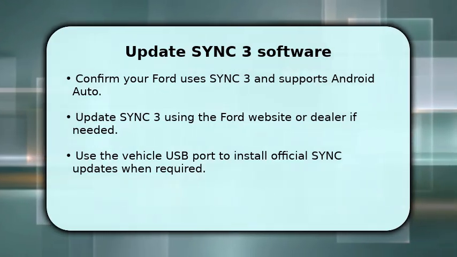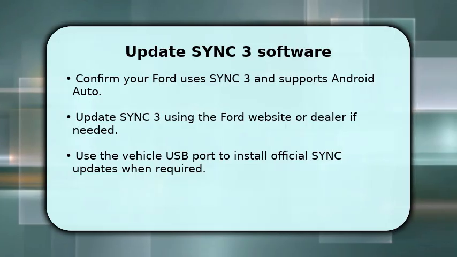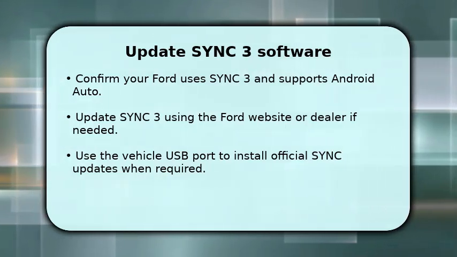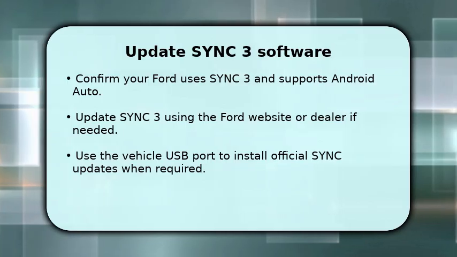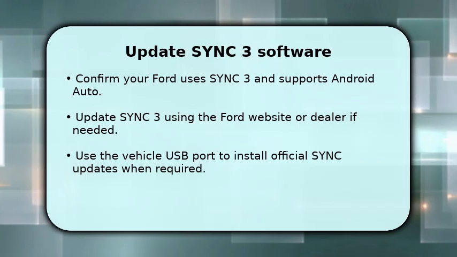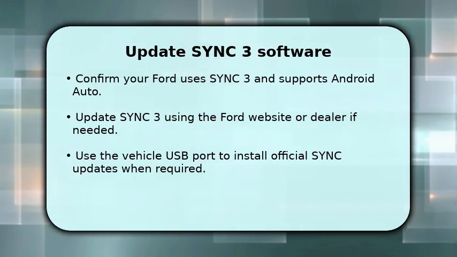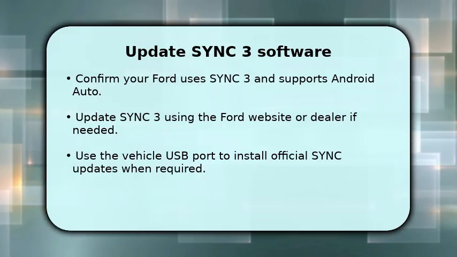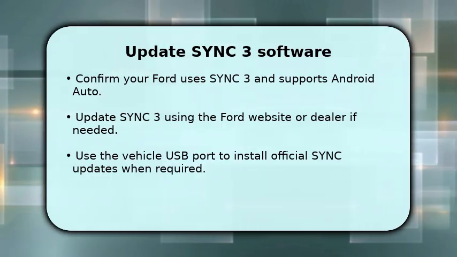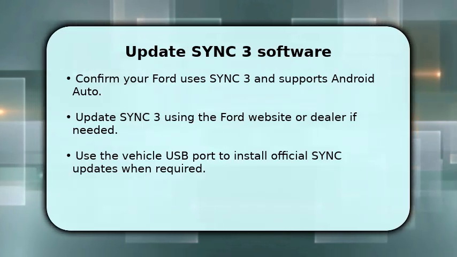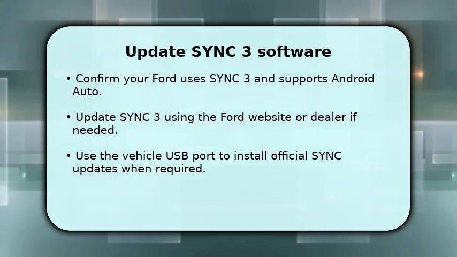Check the Sync 3 software version in Settings and confirm compatibility with Android Auto. Update Sync 3 using the Ford website, the Ford Pass app, or visit your dealer for a firmware install. Download official update files to a FAT32 USB drive if doing it yourself. Use the vehicle USB port and follow on-screen prompts to install updates safely. Restart the car system after the update completes to ensure changes take effect.